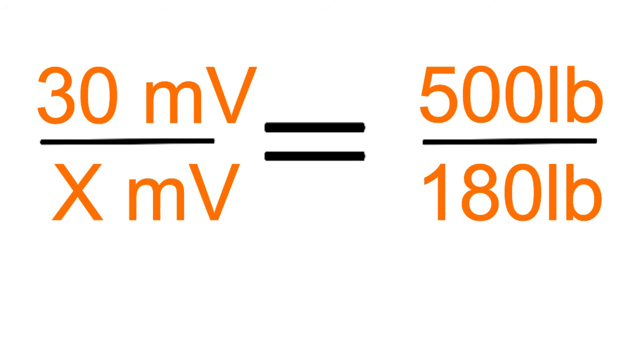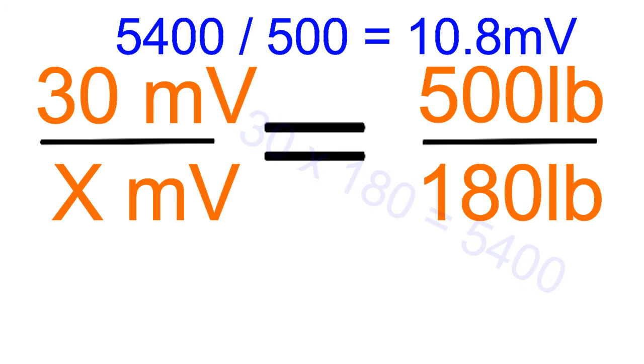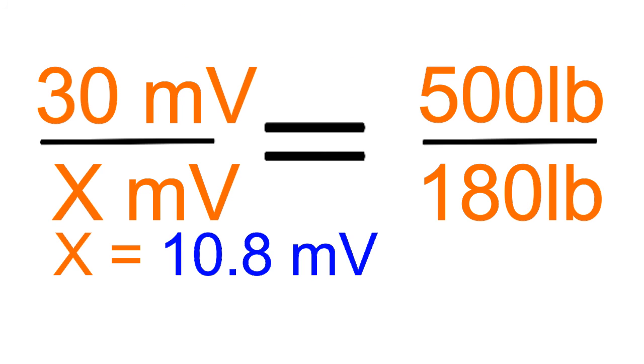Back to cross multiplication. Two real values across from each other. We have 30 and 180. 30 times 180 is 5,400. 5,400 divided by 500 is 10.8. X, or our millivolts with 180 pounds of applied load, is 10.8 millivolts. We're getting this. Let's take our known weight off of the load cell.